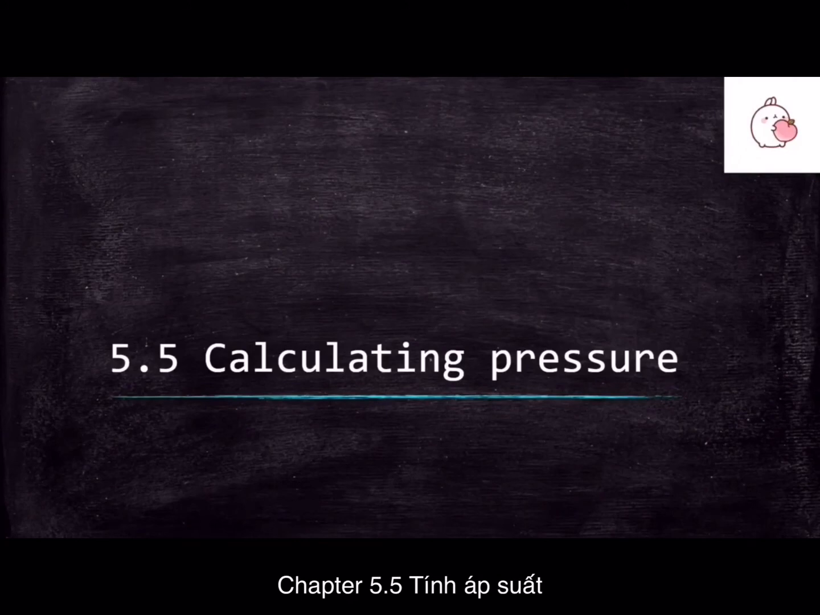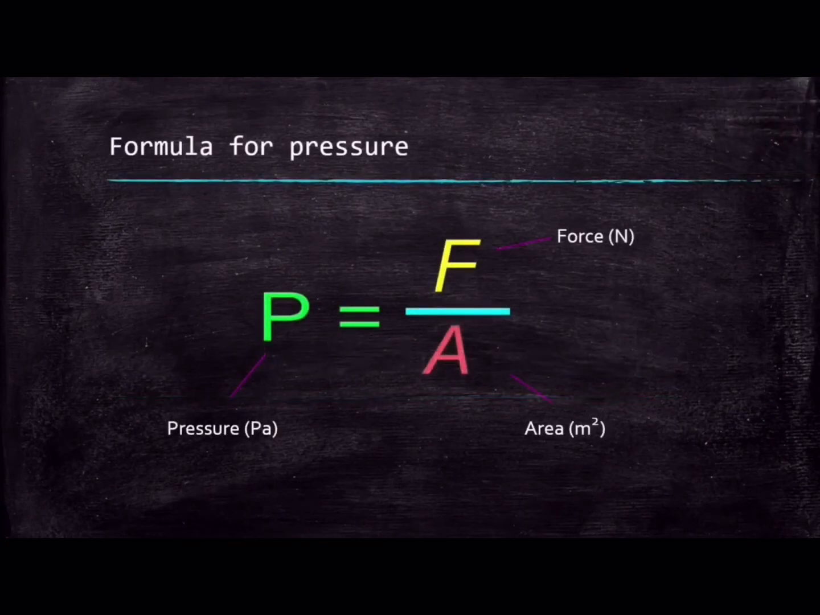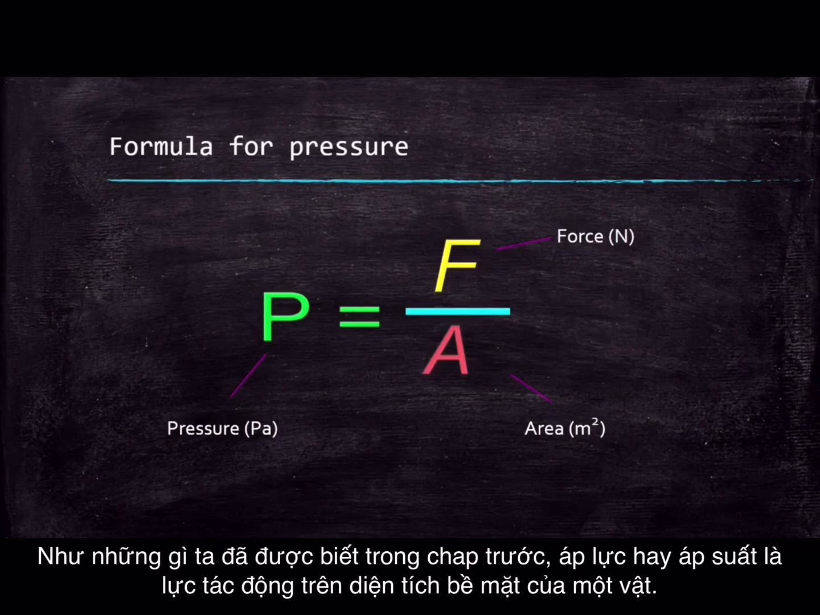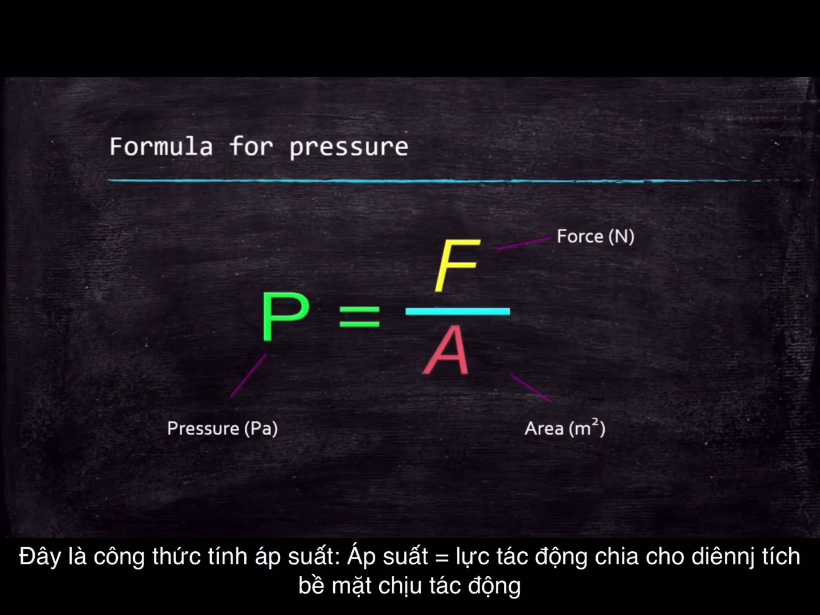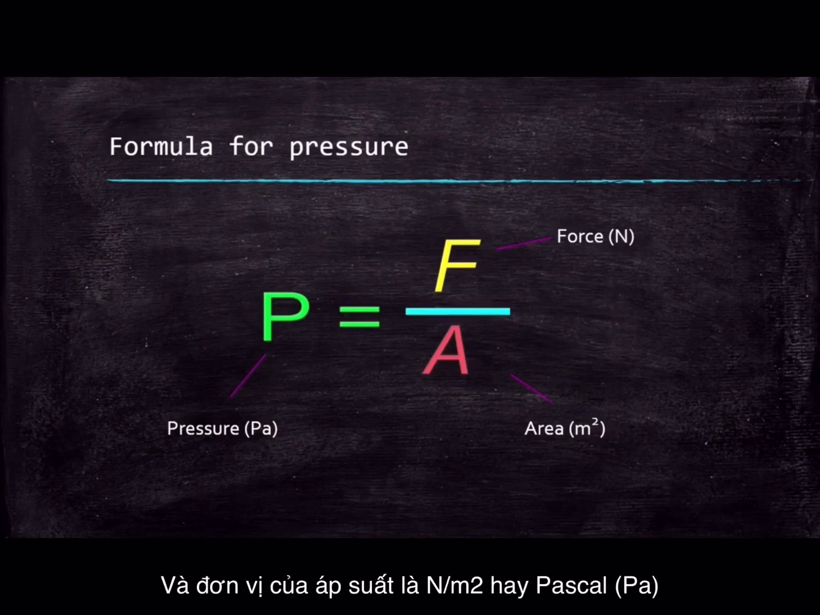5.5 Calculating pressure. A large force pressing on a small area gives a high pressure. From what we learned in the previous chapter, pressure is the force acting per unit area at right angles to a surface, and we can write an equation for pressure. Pressure equals force divided by area. The unit for force is newtons, for area is square meters, and for pressure is newtons per square meter, or pascal.